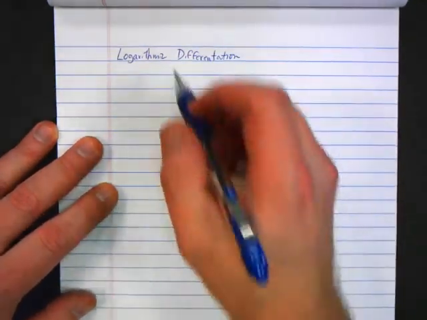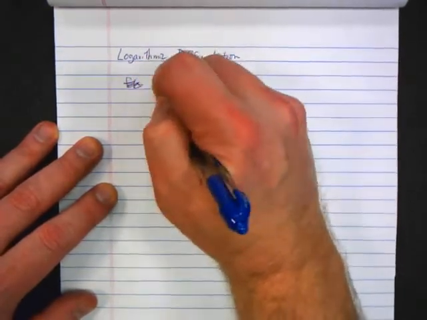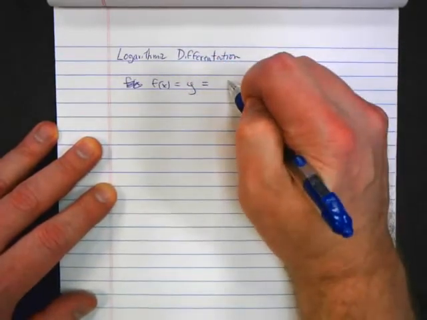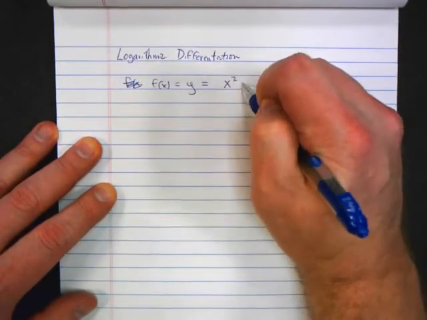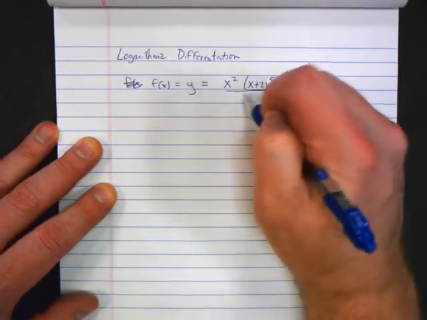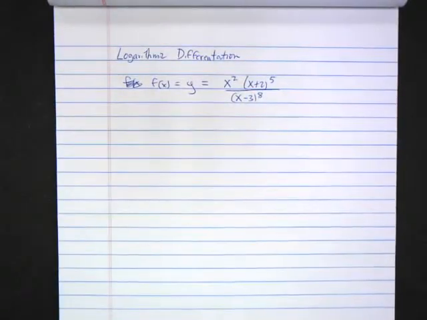Let's say I gave you f of x. I'm going to call it y. y equals, let's say, x squared times (x plus 2) to the 5th divided by (x minus 3) to the 8th. How would you feel about taking the derivative of that?